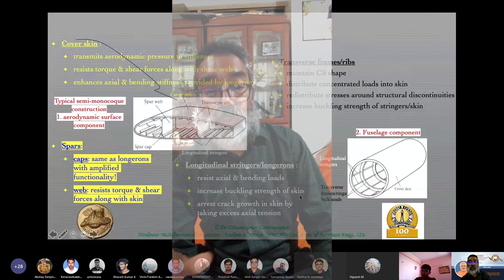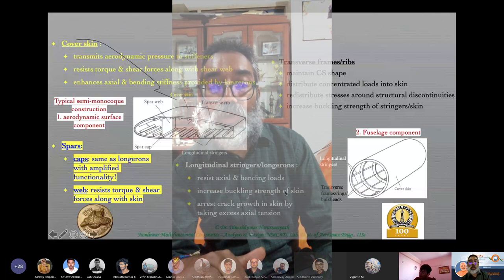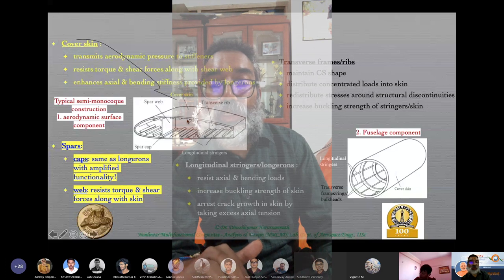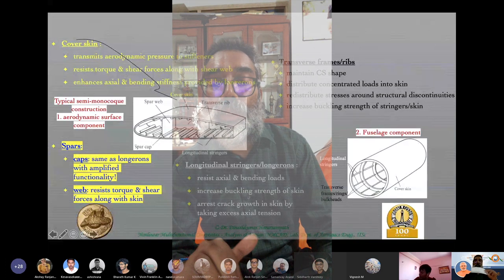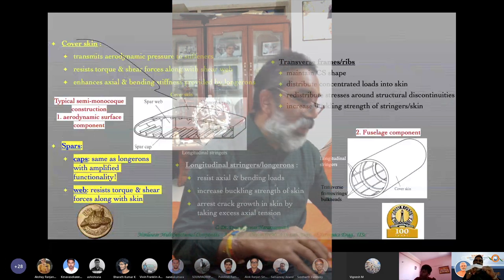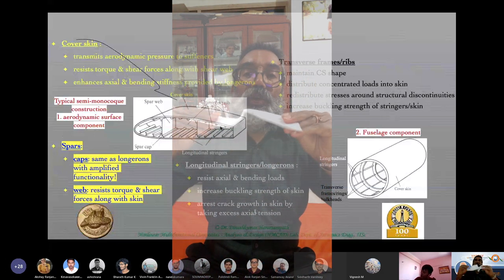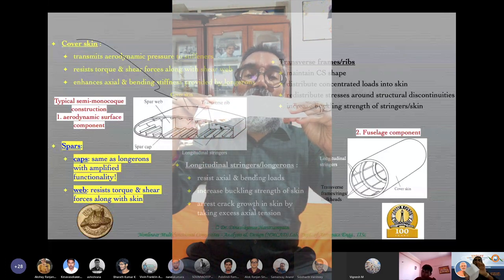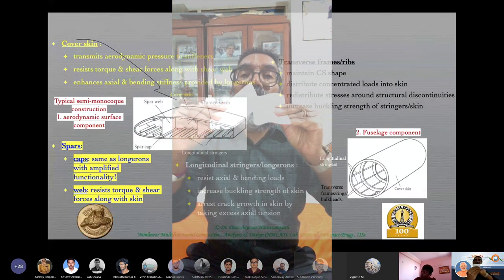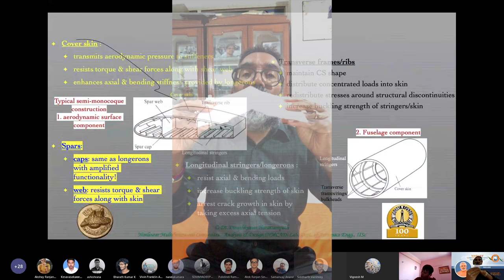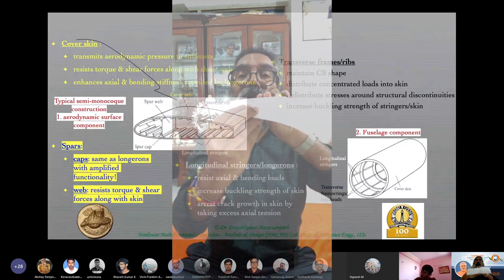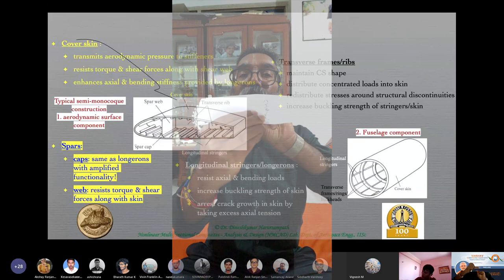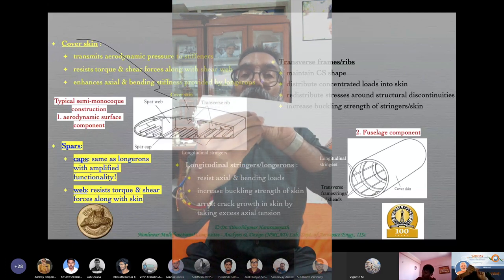And also, just like we saw here, the longitudinal stringers and longerons are increasing the buckling strength of the skin in a particular direction. That is, in this direction, it will not buckle. So in the same thing, you're having stringers like this. Now, these two stringers are going to increase the buckling strength of the skin in this direction. But there is also going to be a buckling strength important in this direction as well, because there can be compressive loads coming in that direction.